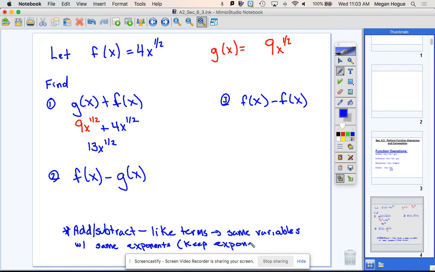And the reason I add that part about keeping the exponents is what we just did in the last section is we had all these other properties where we were changing the exponents. Sometimes we were adding the exponents, sometimes we were multiplying the exponents. Well, here, when we're adding and subtracting terms, we have to remember we keep the exponents the same.